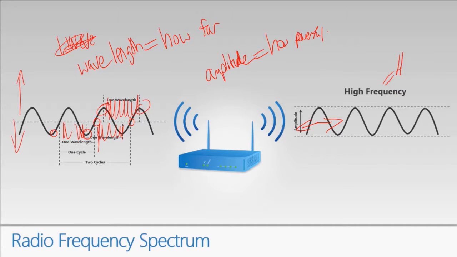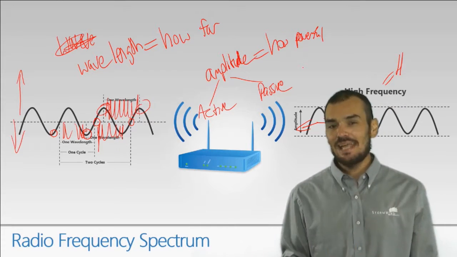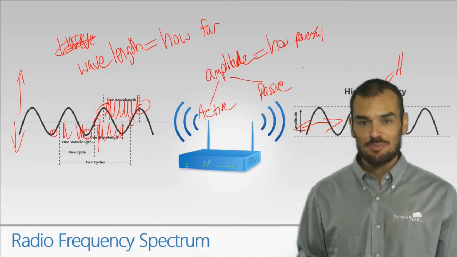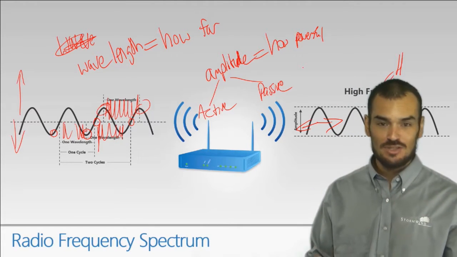Now, within the amplitude realm, there is a difference between active and passive amplification. In most cases, and this is somewhat confusing for folks when they really start looking at the wireless signals and how they get transmitted, passive amplitude is technically what our access point does. It's what the antennas do.